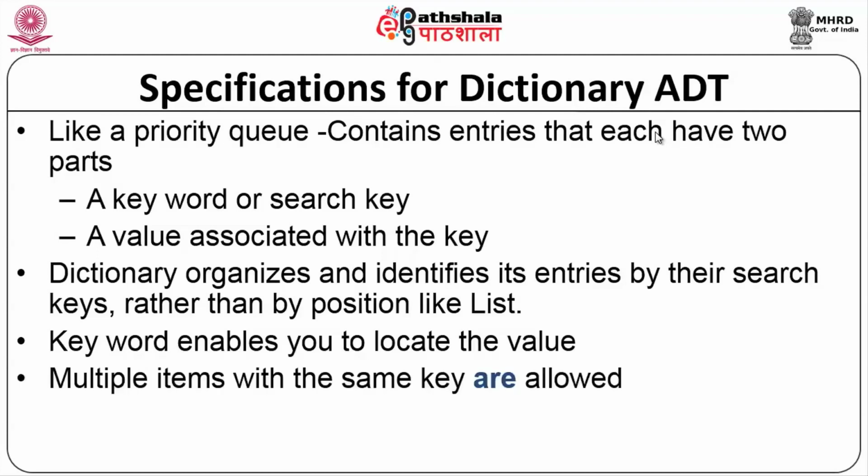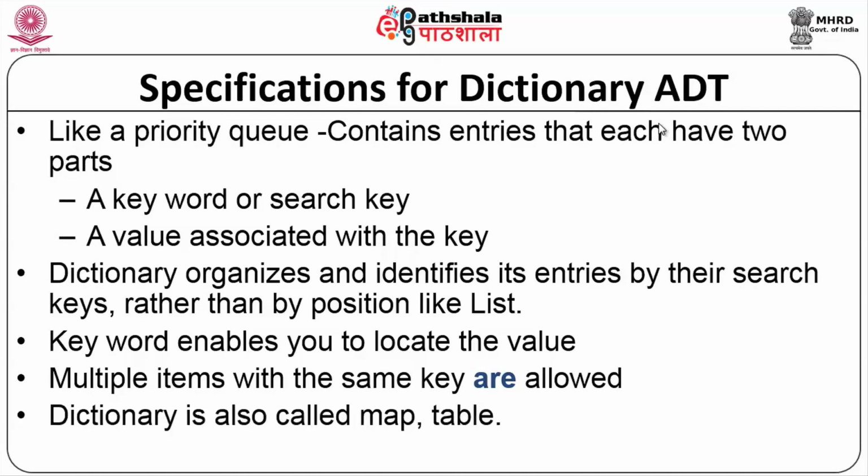Multiple items with the same key are allowed. There is no question of not having duplicates; it is allowed. So, you can have multiple items with the same key, and the dictionary is sometimes also called a map or a table. Different books use different terminologies, but here we are going to use the terminology dictionary ADT.